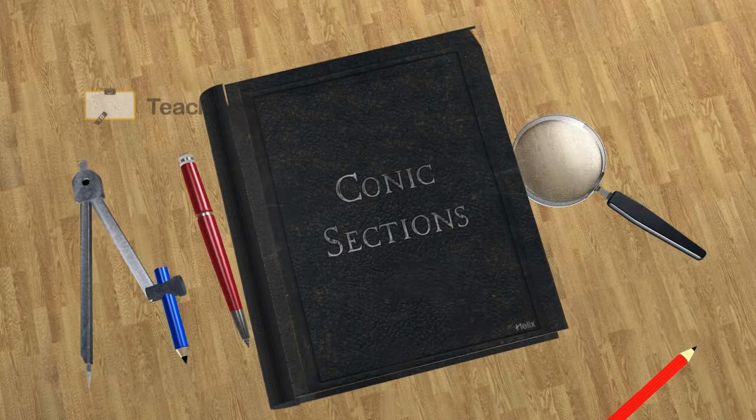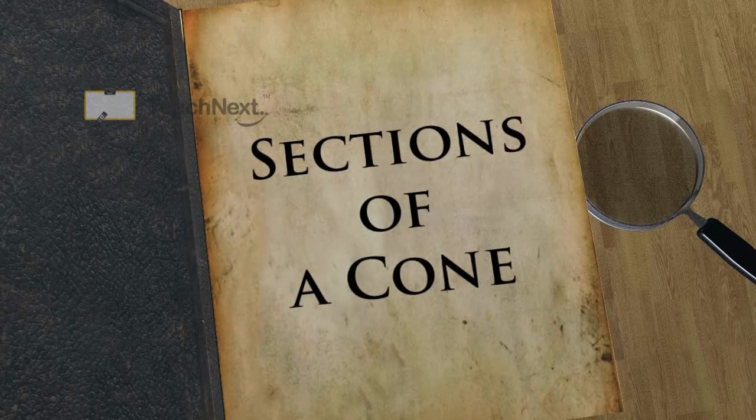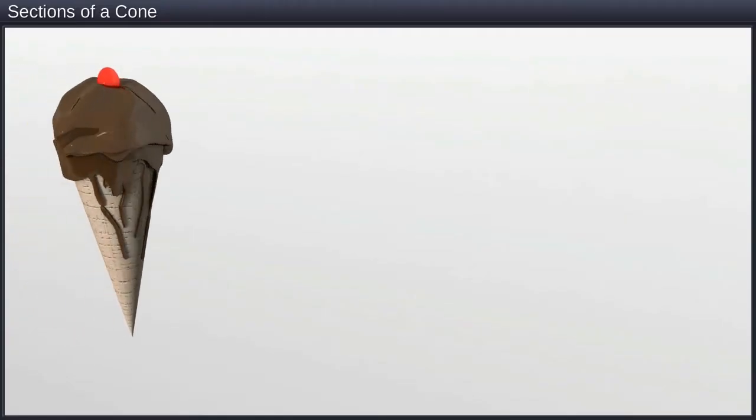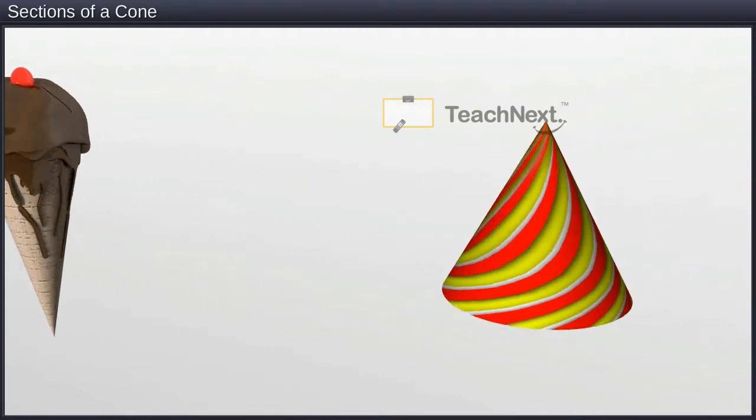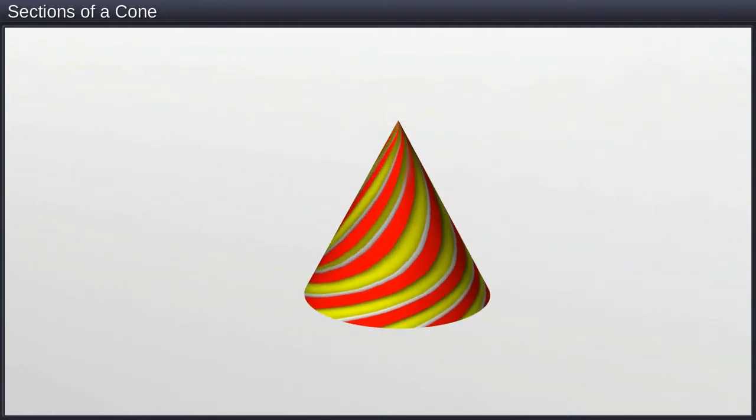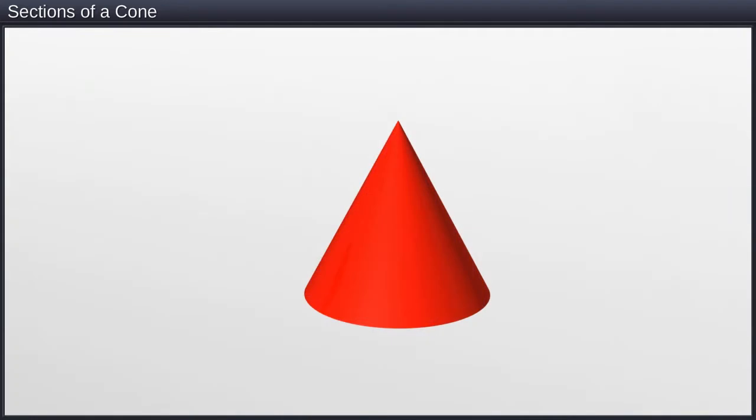In this module, you will learn about the conic sections that are formed when a plane intersects a cone at different positions and at different angles. When we talk about a cone, the first associations that come to mind are ice cream cones and birthday caps. Now, let us look at a cone from the mathematical point of view.